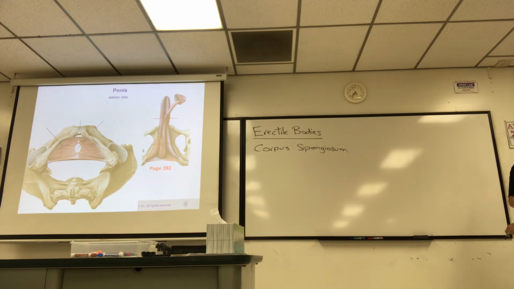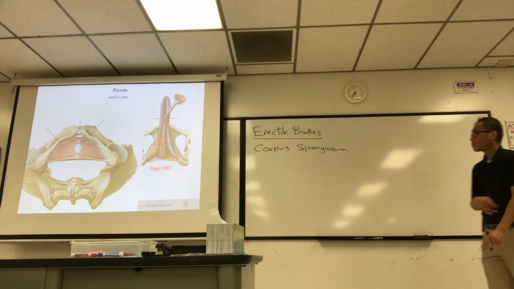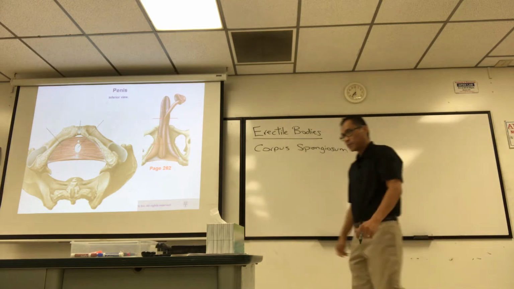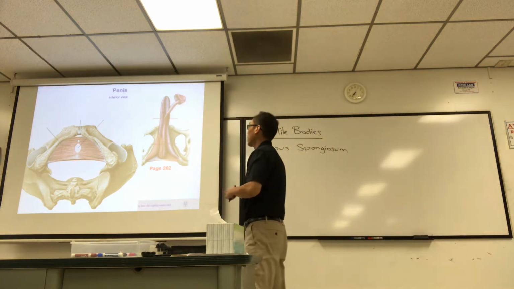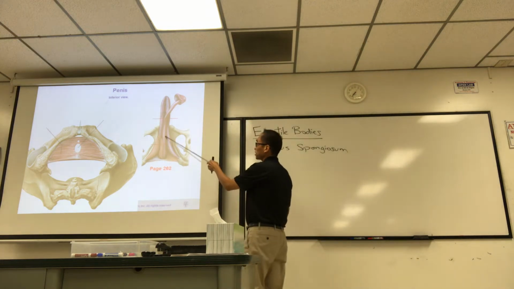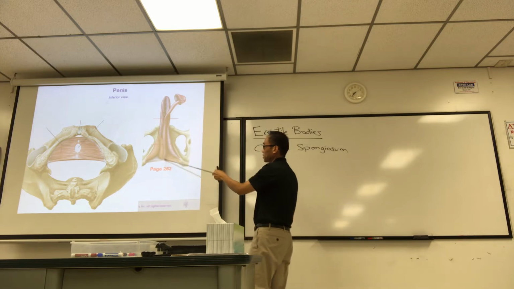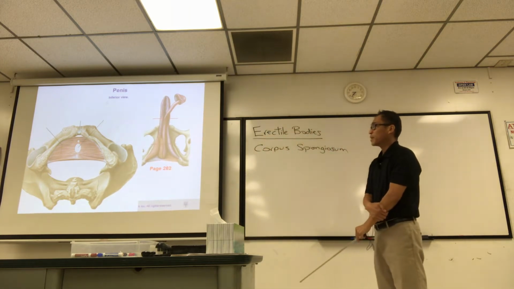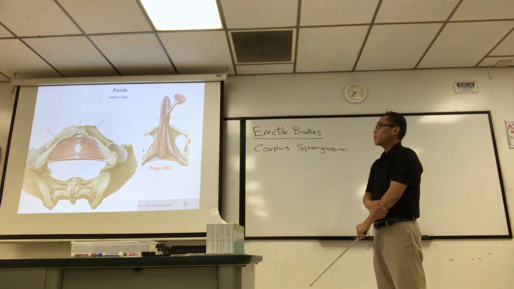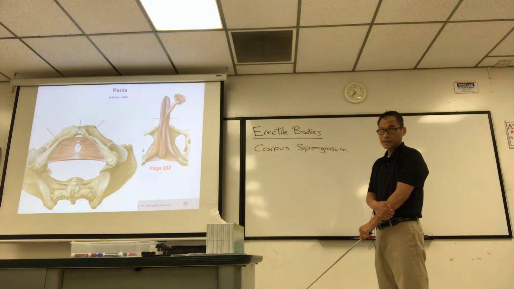And the corpus spongiosum, I guess I have to point to it here. It's this structure that's being shown dissected. So appreciate this is a dissection all the way down to the erectile bodies. Remove skin and connective tissue. And I've done this dissection, and it's very difficult to separate the erectile bodies. I needed a scalpel.